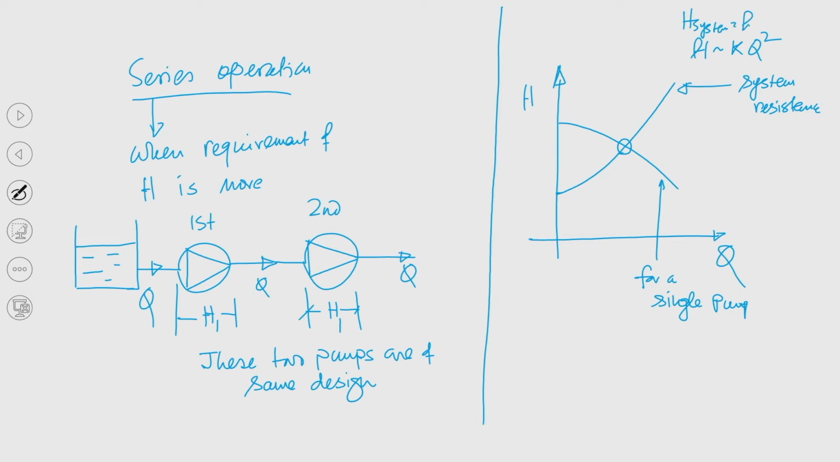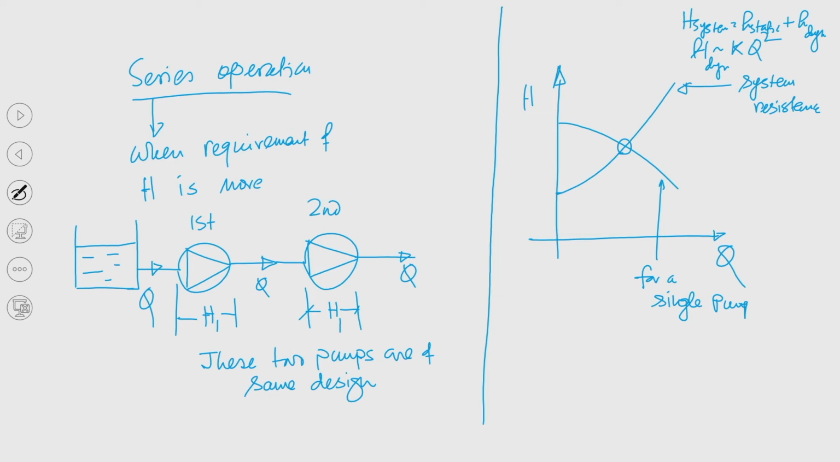So, basically this is H system, that is H static plus H dynamic, right. You can understand this dynamic head H dynamic is K into Q square. K takes into account all those losses, that is losses due to the presence of valves, bends, etc. So, what will happen due to the addition of the second pump, this curve will be relatively steeper, that I will be discussing.